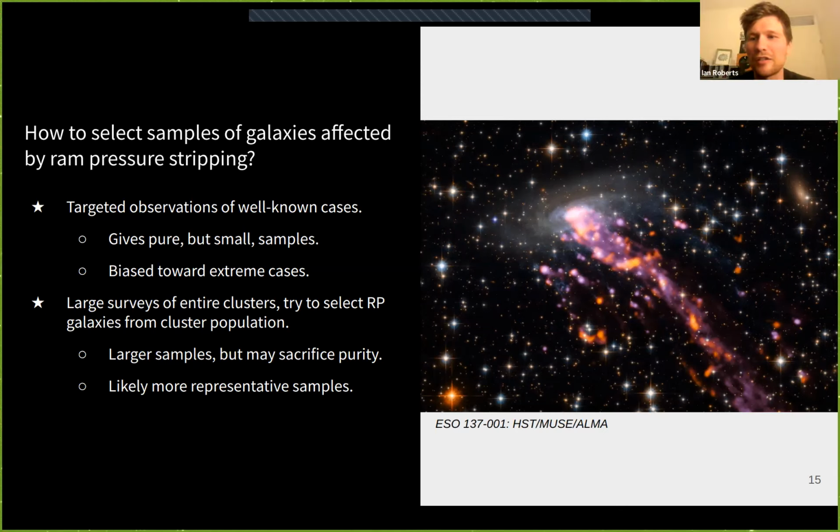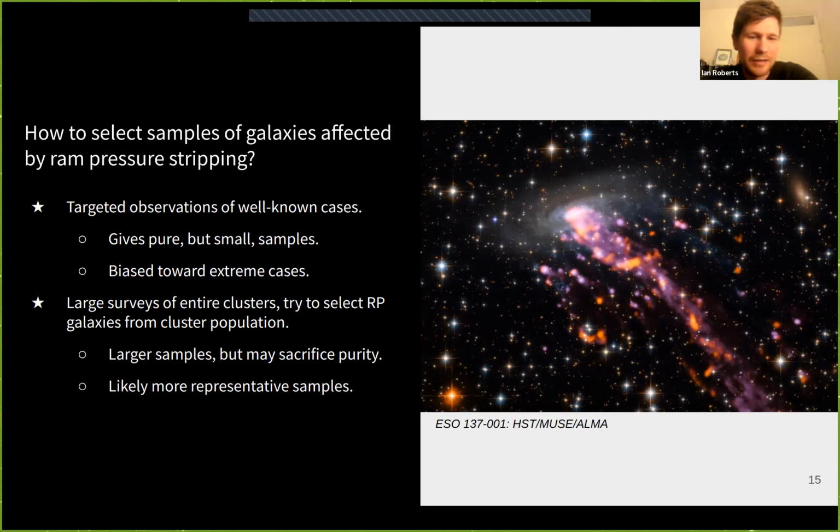And this is an object which has a tail, which is undergoing ram pressure stripping. You can do really detailed analysis of this. And this gives you lots of information on that specific object, but you can't really draw conclusions about the larger population this way. You end up with really pure samples, but also quite small samples. And, like is often the case in observational astronomy, you tend to be biased towards the biggest, brightest, most spectacular examples, because those are the ones that get telescope time.